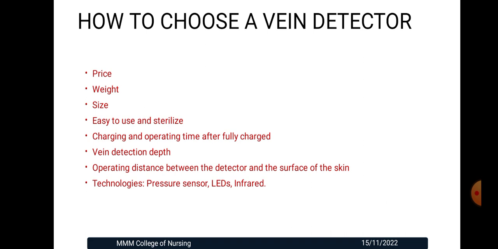Coming to how to choose a vein detector. First, you have to consider the price, weight, size, ease of use, sterilizer, charging and operating time after fully charged, vein detection depth, operating distance between the detector and the surface of the skin, technologies, pressure sensor, LEDs, infrared.